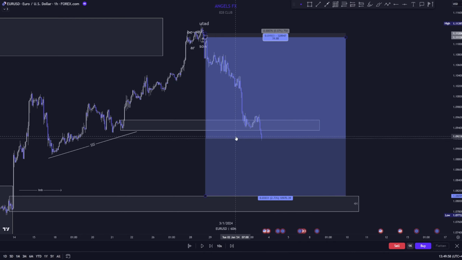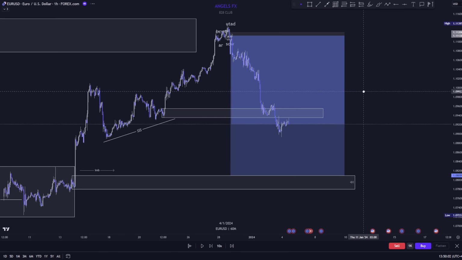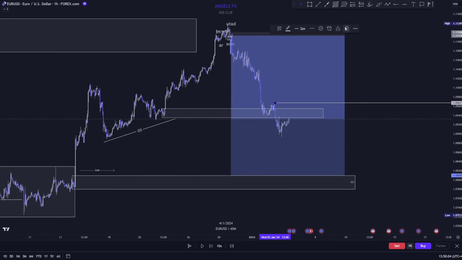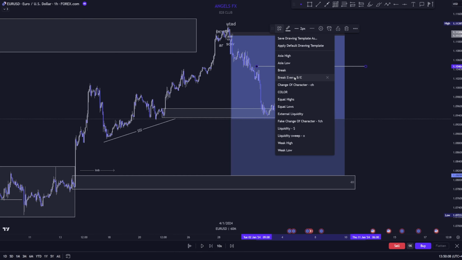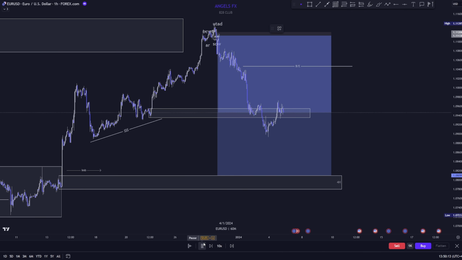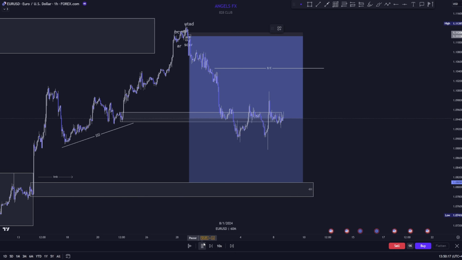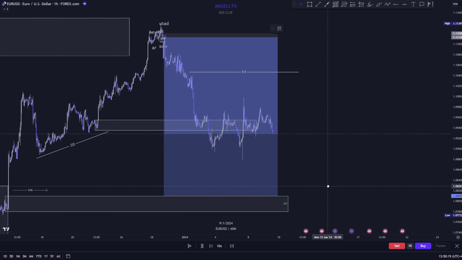There are so many buy orders, but sellers are in control. Now you can take some partials here, maybe 80%, and move your stops to break even. Okay, so you can have your stops right at this high, so you have a risk-free trade, and you also took some partials. Price is disrespecting this demand zone, as you can see.